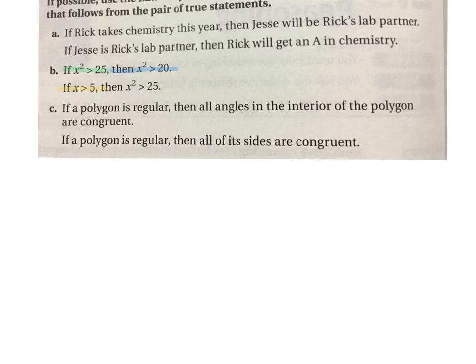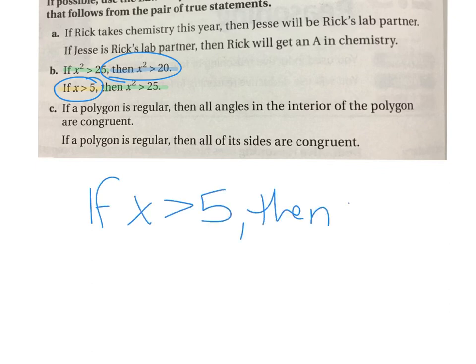What do you notice is the same? X squared is bigger than 25. Right. The hypothesis and the conclusion are the same. You see that? So then we can conclude that if x is greater than 5, then x squared is greater than 20.